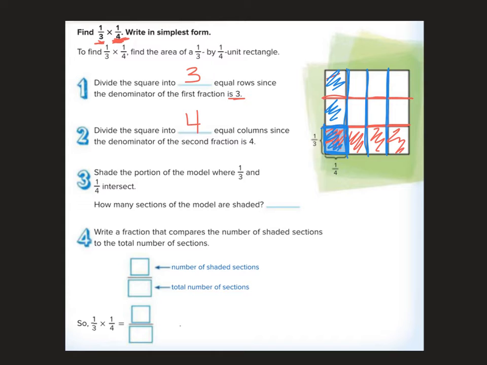Okay? So how many sections of the model are shaded? 1 section. And now how many boxes are there total? 1 out of 12 total boxes are shaded, right? Because that's where they intersect. Okay, so 1/3 times 1/4 is 1/12. My pieces got a lot smaller because I'm cutting them each into that many pieces. Let's do it again.